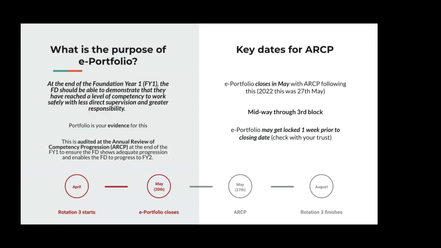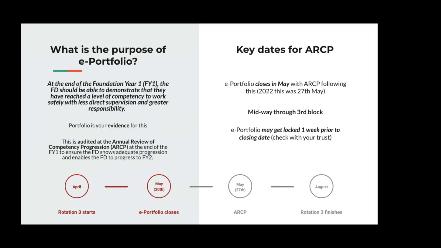So, overview of the ARCP. So the purpose of the portfolio is to demonstrate that at the end of F1, you've reached a level of competency that is required that allows you to work without as much supervision going into F2. So the way that this is shown and evidenced is through your portfolio. So the ARCP is the annual review of competency progression, which is when all of the F1 portfolios are audited by their trusts at the end of F1.